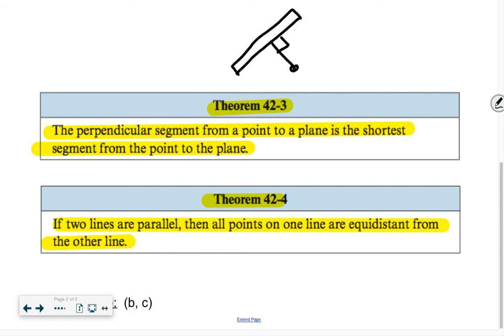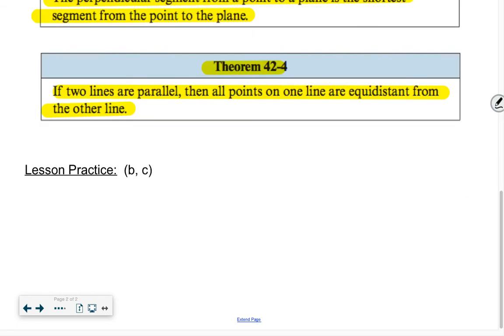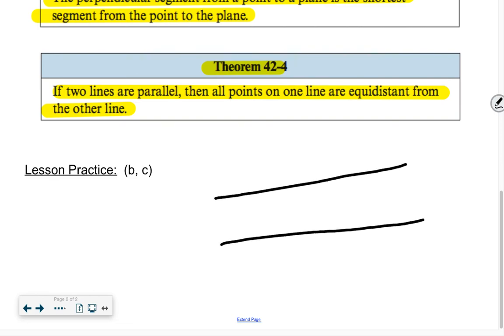And last but not least, if two lines are parallel, then all the points on one line are equidistant from the other line. So just a quick visual, two lines, they're parallel, now it's official. What they're saying is, okay, these 2 points, as long as it's perpendicular, are going to be equidistant. So again, if they're perpendicular, if they're the shortest segments that we can create, then the red line would be the same length as the green line.